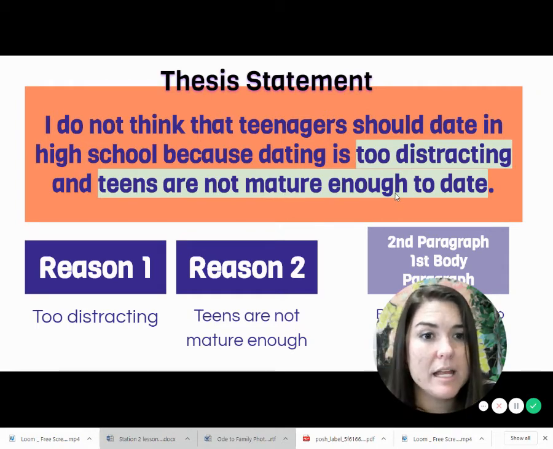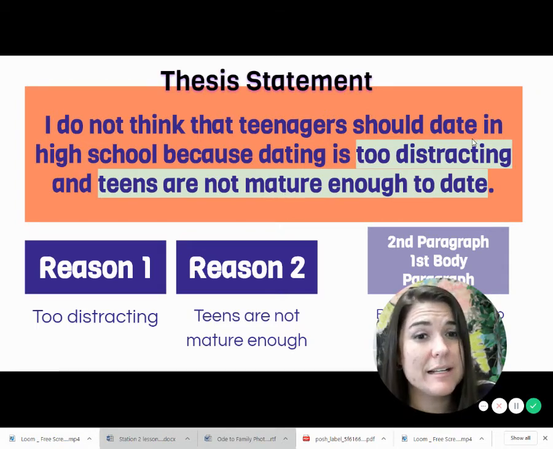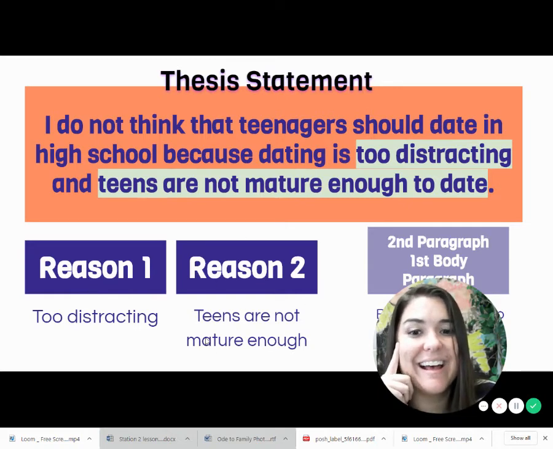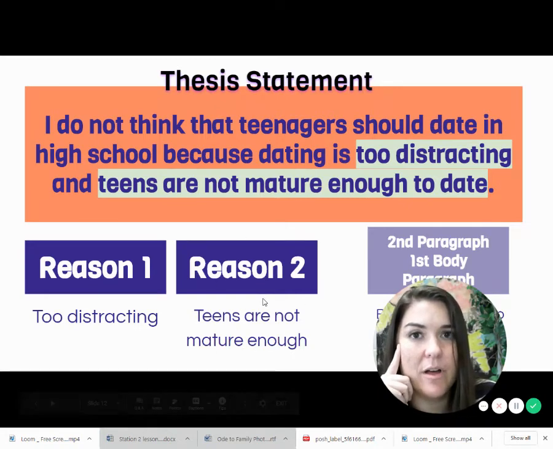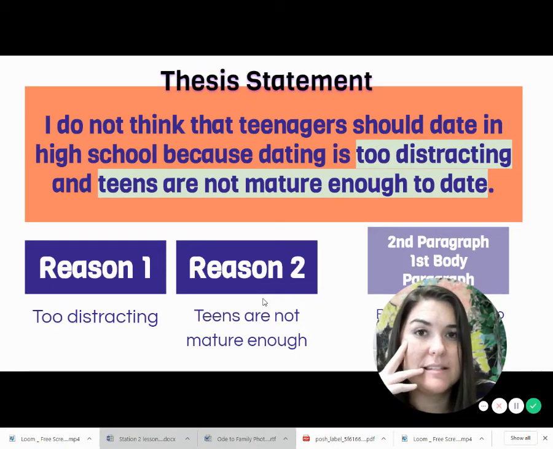So my two big ideas, my two reasons, were because it's too distracting and because teens are not mature enough. So I have reason one, too distracting. Reason two, teens are not mature enough. This is going to be my first paragraph of the body, which is the second paragraph. This is going to be the third paragraph of the writing piece, but it's the second paragraph of the body.